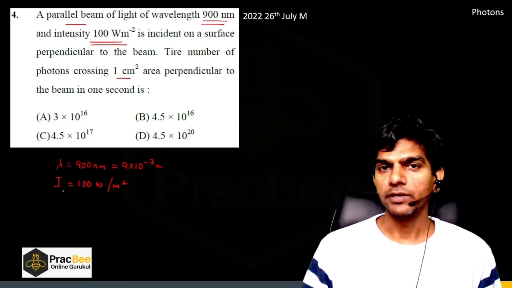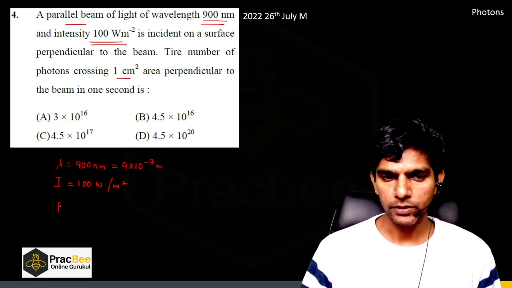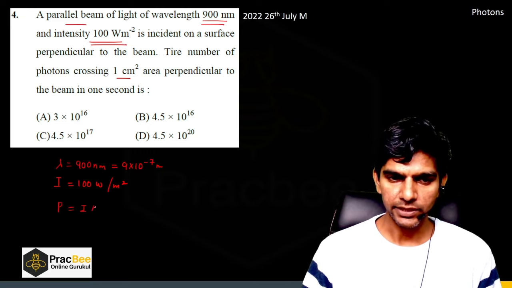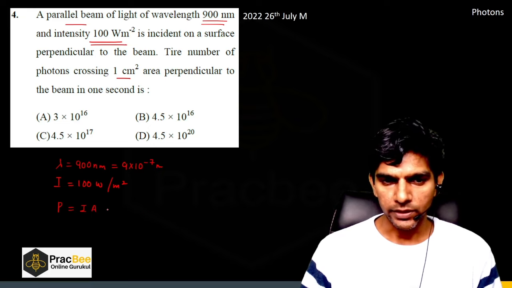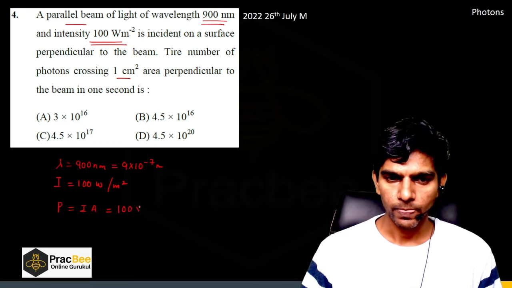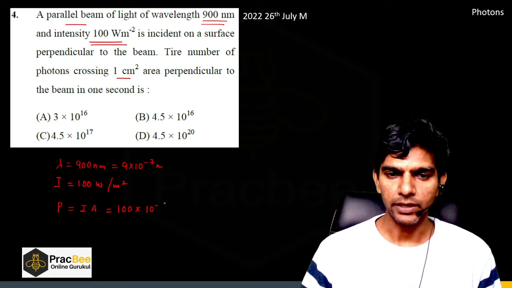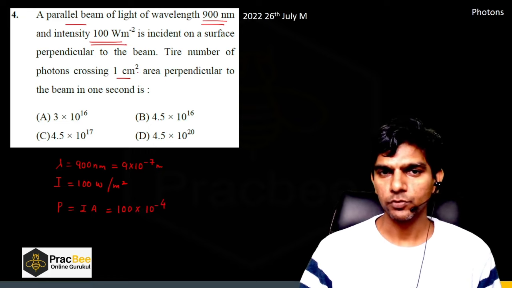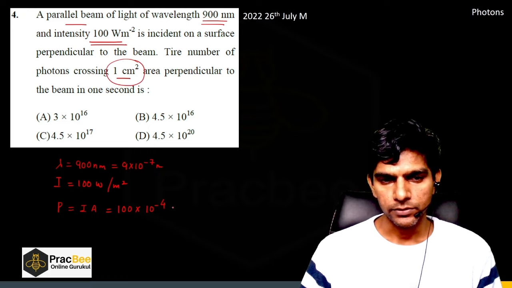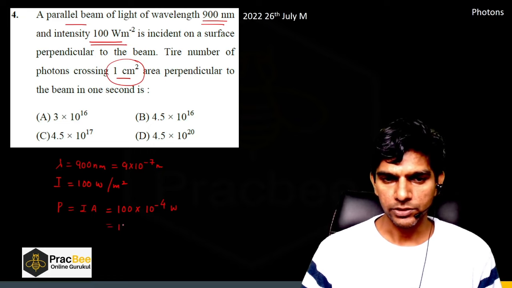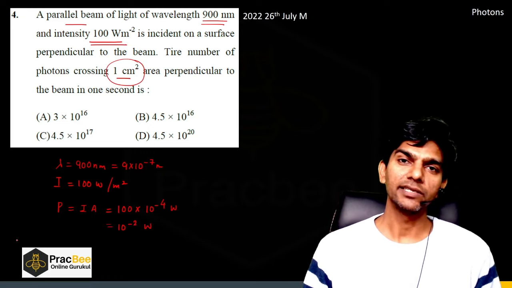Okay, right. So if we know intensity, can we find the power of the source? So power is intensity times the area, right? So intensity is 100, area is 10 raised to power minus 4, right? Because 1 square centimeter is the area. So this will be 10 raised to power minus 2 watt. So that is the power.